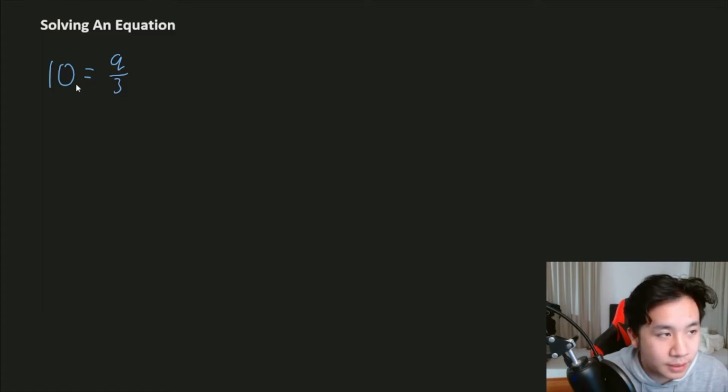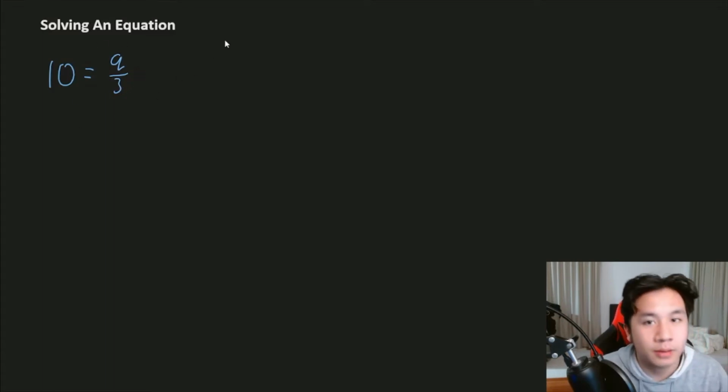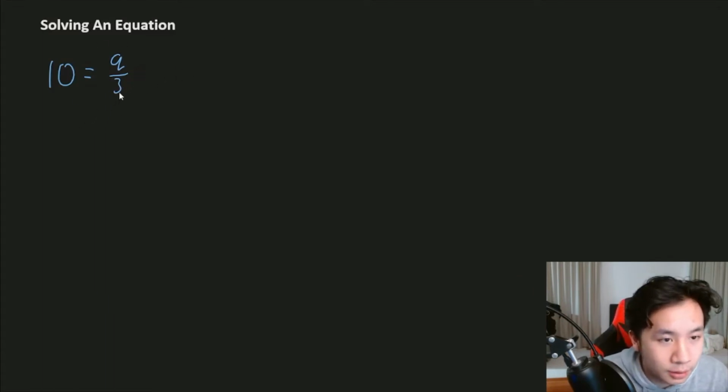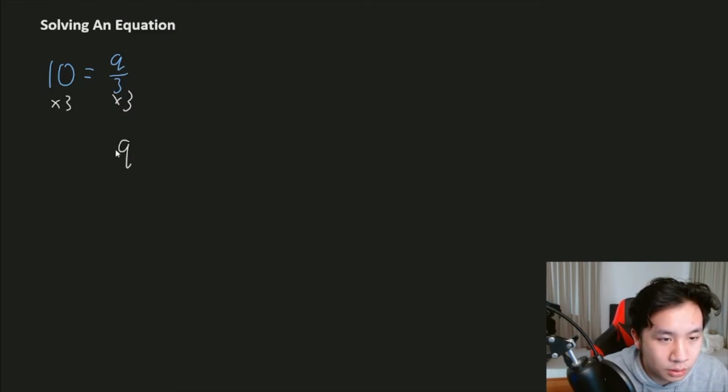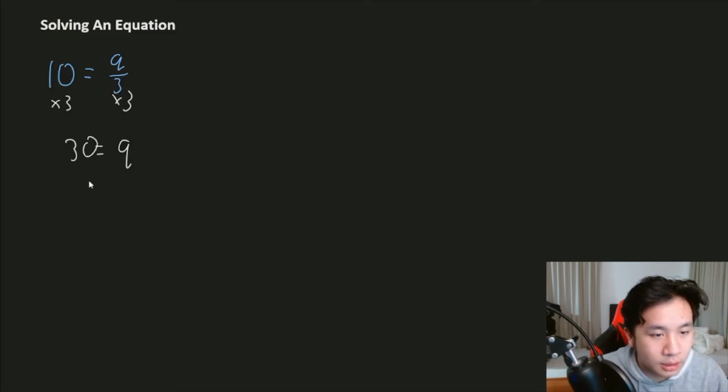So here we have 10 is equal to q over 3. Now, if you just remember, q over 3 means q divided by 3, right? So you want to times 3 both sides, because the opposite of divide is times. And so this will just be q, because the 3 cancels out. And 10 times 3, oops, sorry, that equals, weird, 10 times 3 is 30. And so I just solved the equation. q is equal to 30, okay?